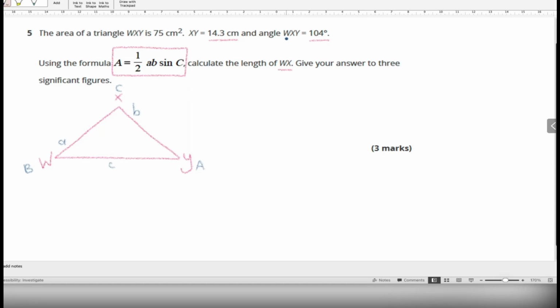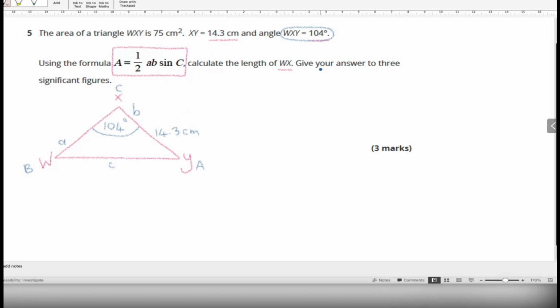Okay, so we know that angle WXY is equal to 104 degrees. So this angle over here is equal to 104 degrees. And then we also know that XY is equal to 14.3, so this side over here is 14.3 centimeters. So we've now added the A and B labels. Now remember, A and B are interchangeable in this question. If you have it the other way around, you will still get the same answer.